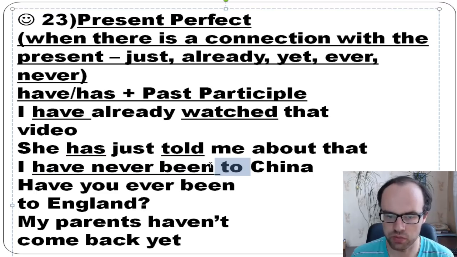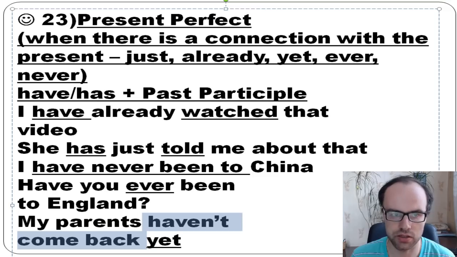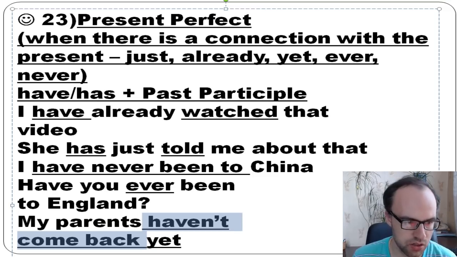And you need to remember that we use to after been in present perfect. Okay? Have you ever been to England? So we use ever in questions. Have you ever been to England? My parents haven't come back yet. We put yet in the end. So haven't come back yet. So it's present perfect. Good.